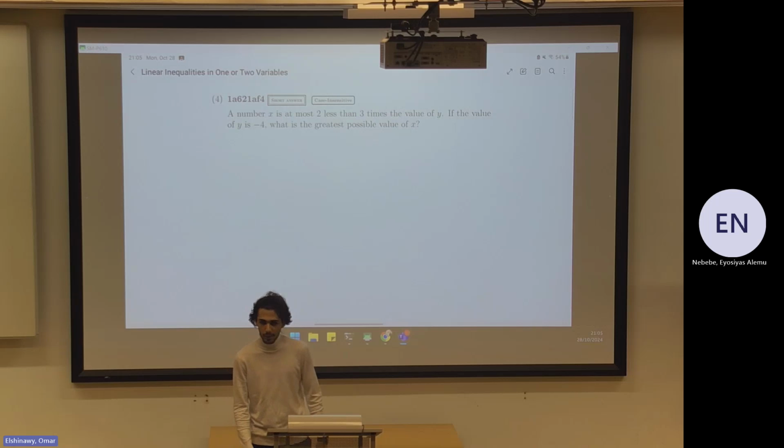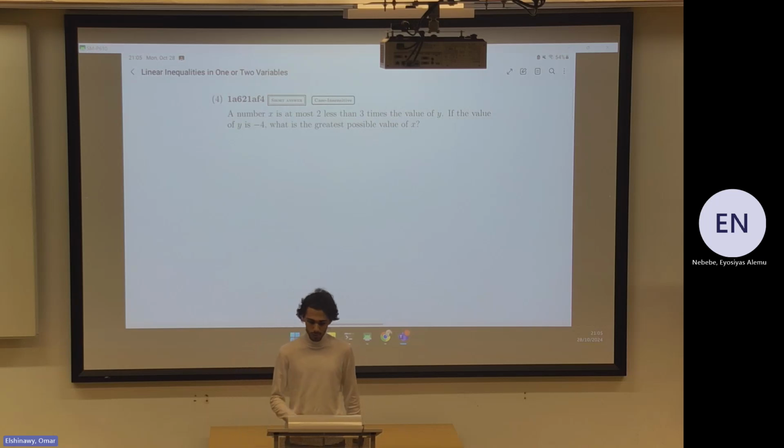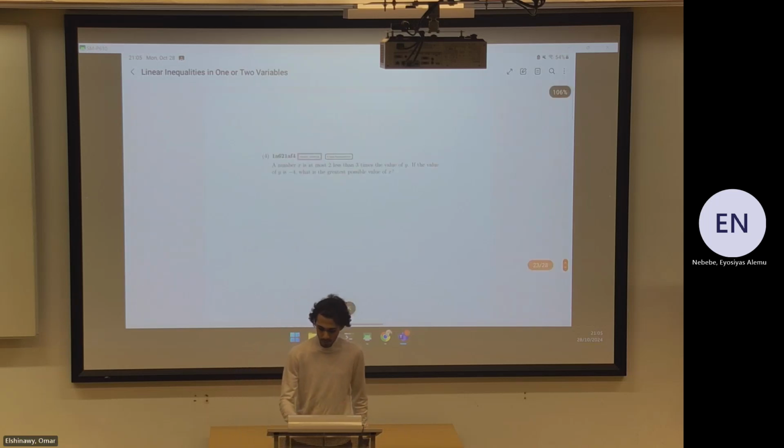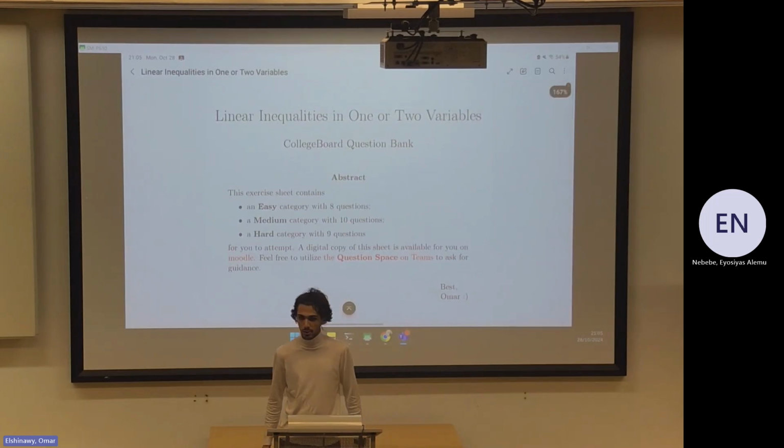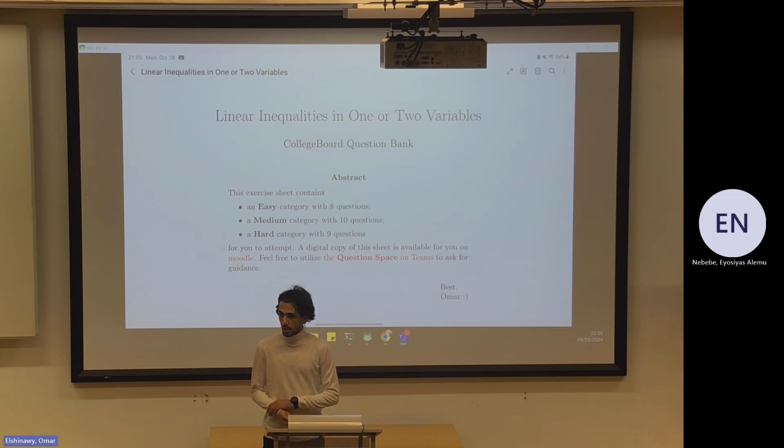Today we're going to talk about inequalities in one or two variables. We're going to do most of the hard questions on the final page. We've already done the easy ones in the first 15 minutes of the session. This is more of an applied skill.